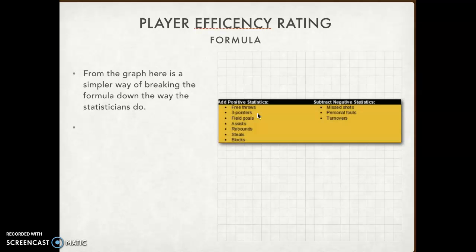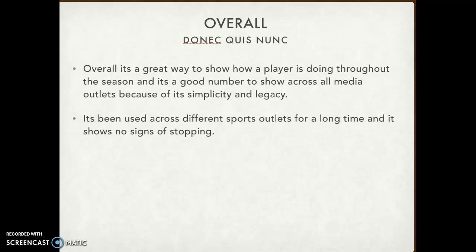So for a great player like LeBron James, it's broken down all the way down to one number, and overall, it's a great way to show how a player is doing throughout the season, and it's a good number to show across all media outlets because of its simplicity and legacy. It's been used across different sports outlets for a long time, and it shows no signs of stopping.